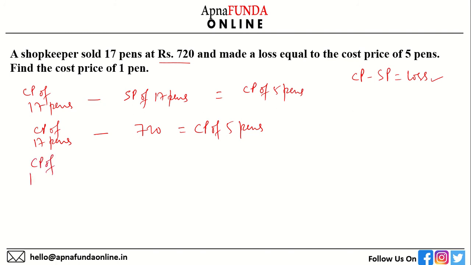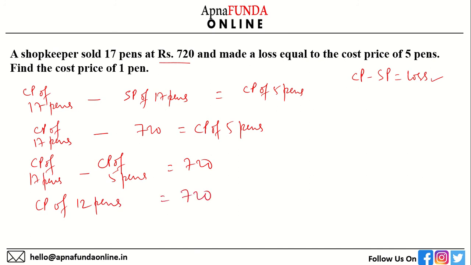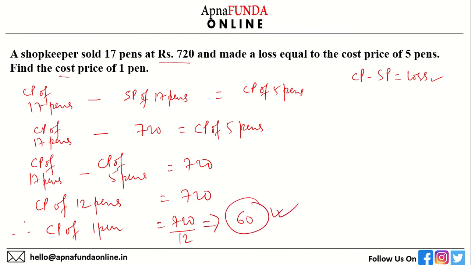So cost price of 17 pens minus cost price of 5 pens is equal to 720. So cost price of 12 pens is equal to 720. Therefore, cost price of 1 pen is equal to 720 divided by 12, which is equal to 60. This is the cost price of 1 pen, which we have to find out.